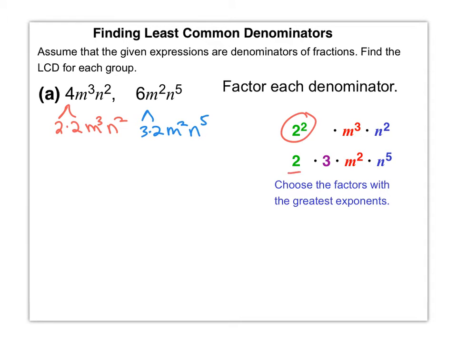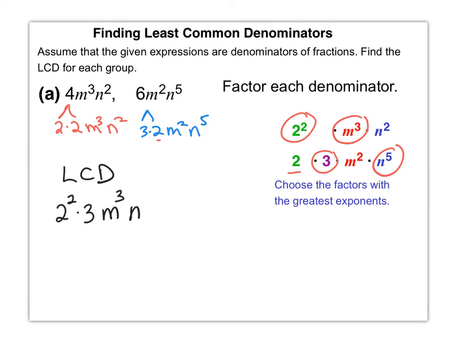Now the 2 in the other denominator is already represented by that 2 squared. We will have 3 as part of the denominator, as well as the greatest exponent for the variable factors. M to the 3rd will be part of our least common denominator, and n to the 5th will be part of our least common denominator. So our LCD is going to be 2 squared times 3, m to the 3rd, n to the 5th. 2 squared is 4 times 3 is 12, so our LCD can be written as 12 m to the 3rd, n to the 5th.